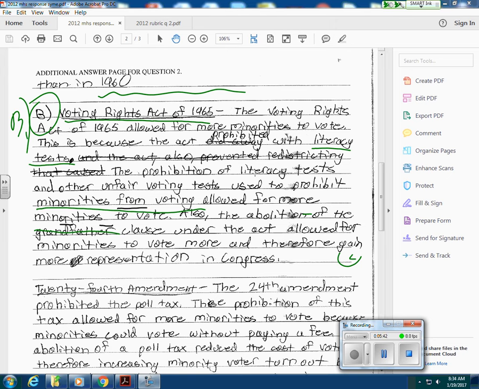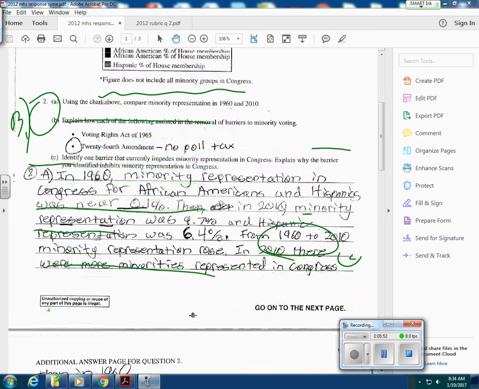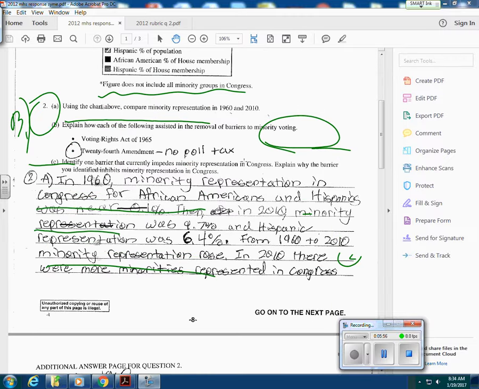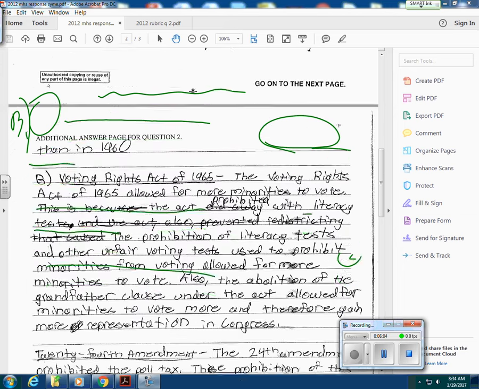And then finally, so he says, under the act allowed for minorities to vote more, and therefore, there's your key, therefore, more representation in Congress. He's gone back to the question, going back to the question that says, how to assist in the removal of barriers to minority voting. So by increasing minority representation, he's closed the loop on that one.